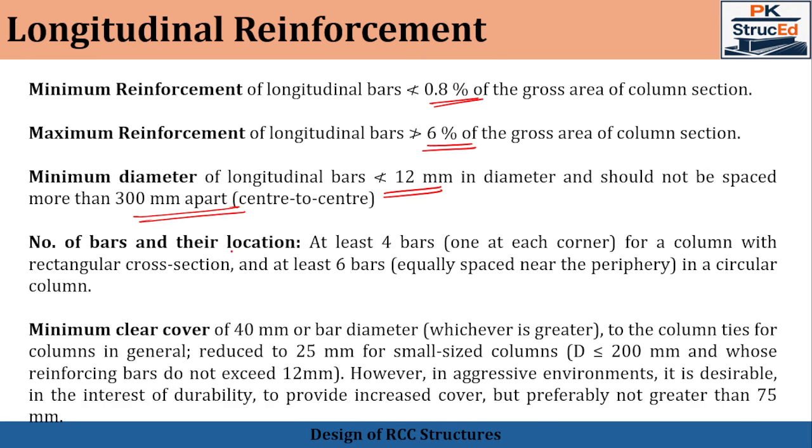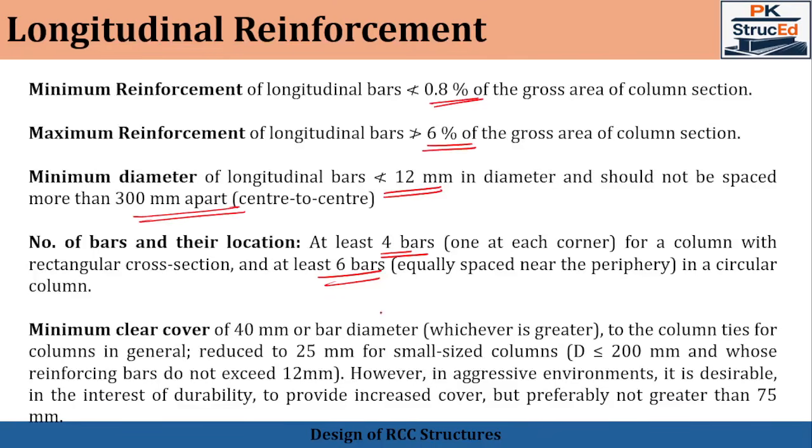And regarding the number of bars, if it is a rectangular or square cross section, we need to provide a minimum of 4 bars, one at each corner. Whereas if it is a circular column, we need to provide at least 6 bars, which should be equally spaced along the periphery.